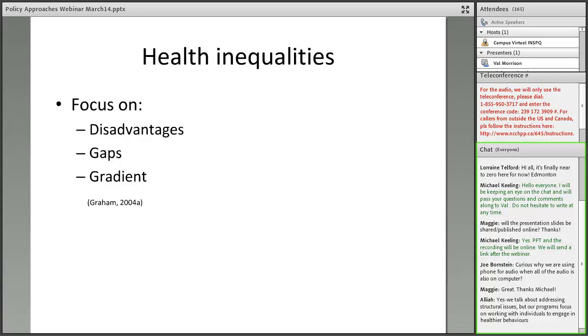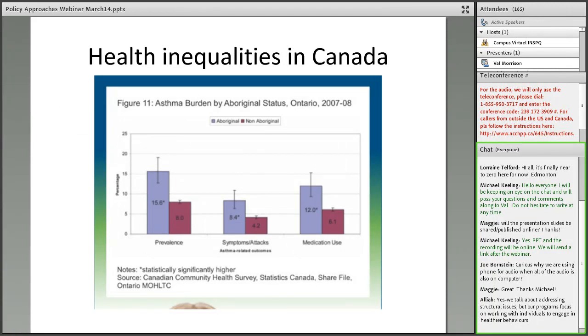So I'm just going to put up a couple of graphic examples of these different ways of conceiving of health inequalities in Canada and how we can see them illustrate these three different ways. So this one looks at asthma burden by Aboriginal status in Ontario. And so we see there that we are measuring inequalities in terms of a gap between Aboriginal population and non-Aboriginal population, and focusing in that way on a disadvantaged population, in this case, Aboriginal peoples, in terms of asthma.